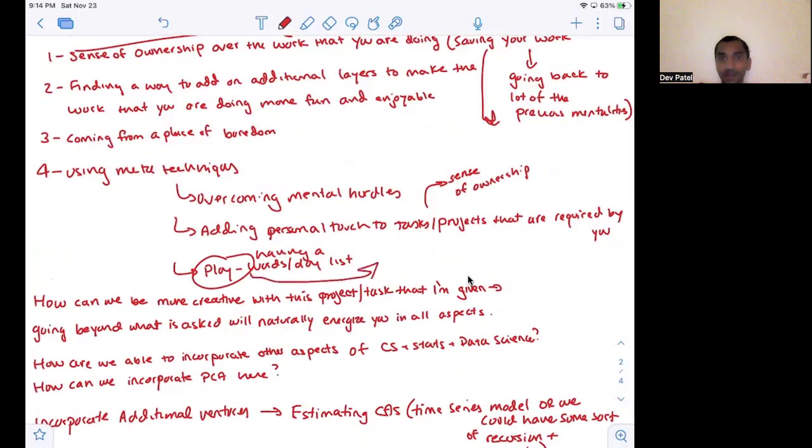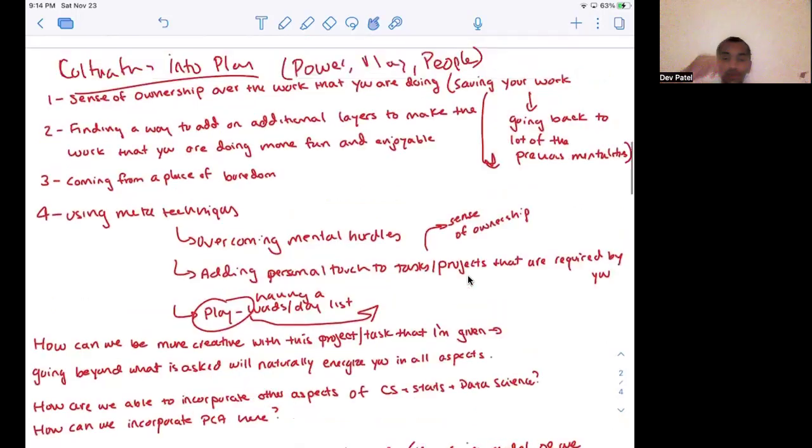There are different tactics in that book, one of which is just having a scoreboard, or a number of points scored, or any way to convert something that you're doing into a number, and that's a way to make it more fun. And finding a way to add additional layers to make the work that you're doing more fun and enjoyable. So this is going above and beyond what is naturally asked of you, and it will help you bring that energy in all aspects.